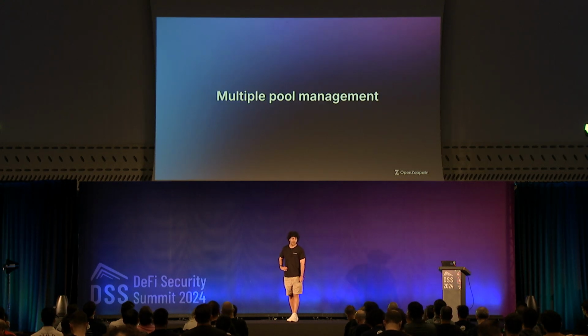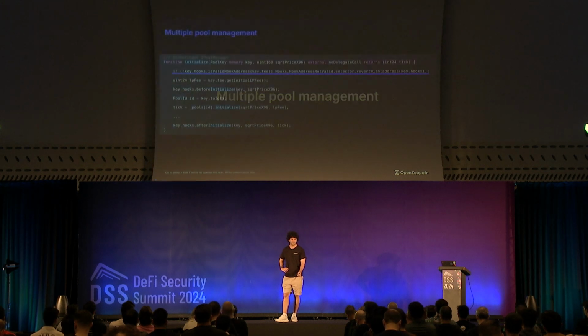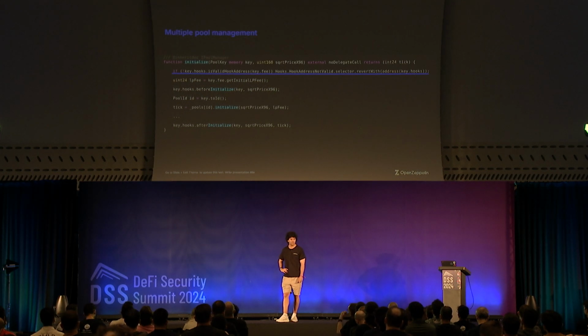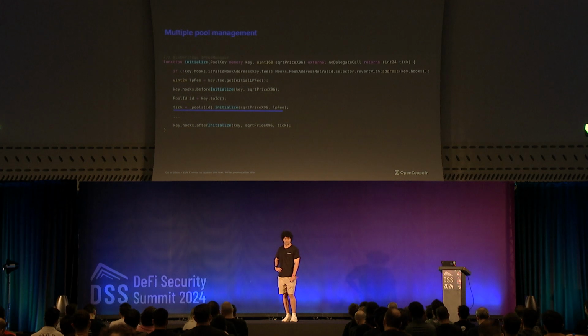To start, multiple pool management. Here we have a simplified version of the initialize function in the pool manager that Uniswap V4 implements. It has three main parts. The first one is checking whether you're passing a hook contract. Then it calls the aforementioned before initialize hook, and then it creates the pool, and finally executes the after initialize hook.